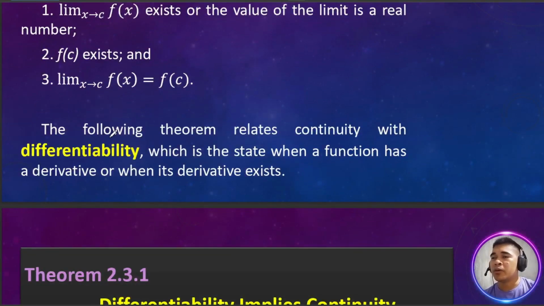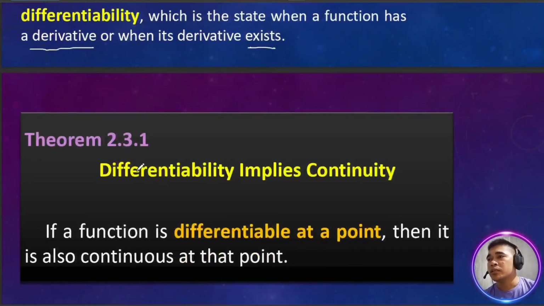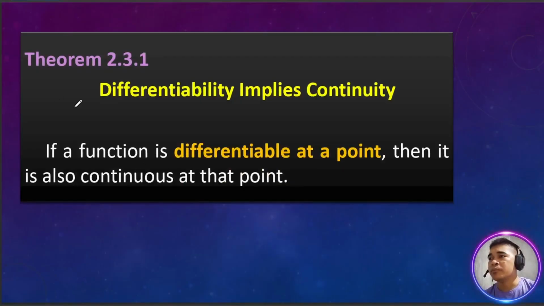So the following theorem relates continuity with differentiability, which states when a function has a derivative or when its derivative exists. So talking about differentiability talks about the state when a function has a derivative. So that is the essence. Or when its derivative exists. So to make it formal, we have theorem 2.3.1.